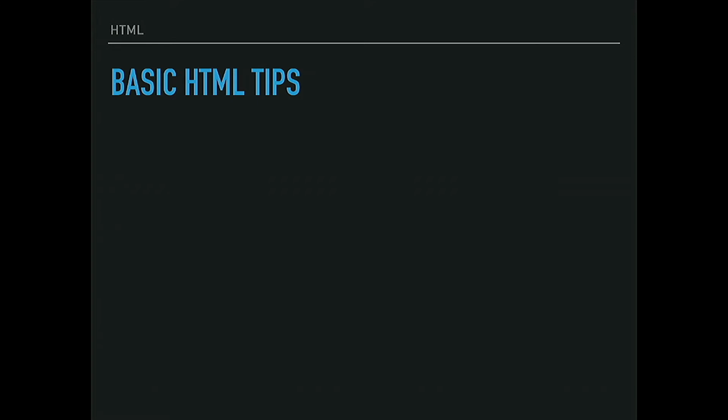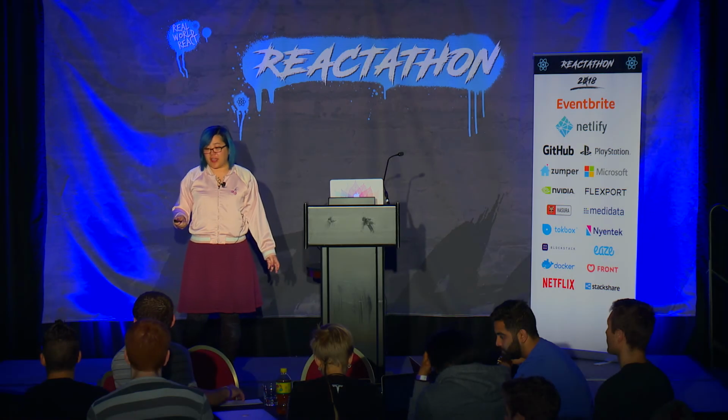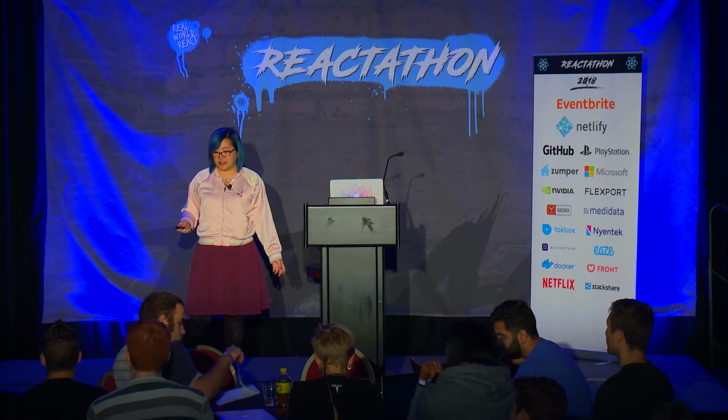So if you are doing a chart in HTML, some basics, you're going to use probably divs as the parent element, and to group the items that you're drawing. When you're using HTML, you can use percent widths. So you can put all your bars as percent widths, and then you scale the parent container, whatever you want, be super responsive, and they should scale with it easily.